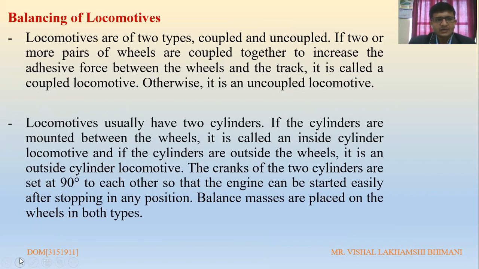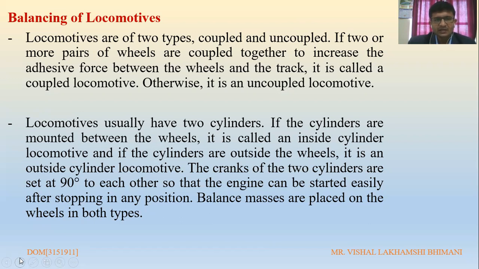So locomotives are of two types, coupled and uncoupled. If two or more pairs of wheels are coupled together to increase the adhesive force between the wheels and the track, it is called a coupled locomotive. Otherwise, it is an uncoupled locomotive.